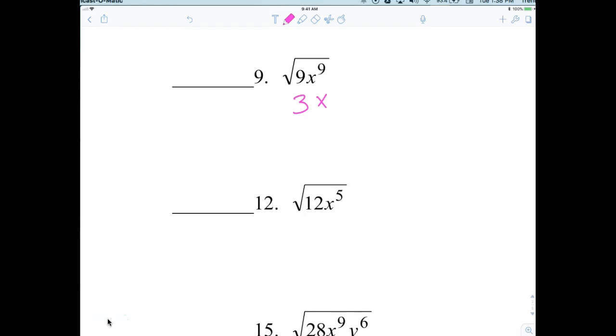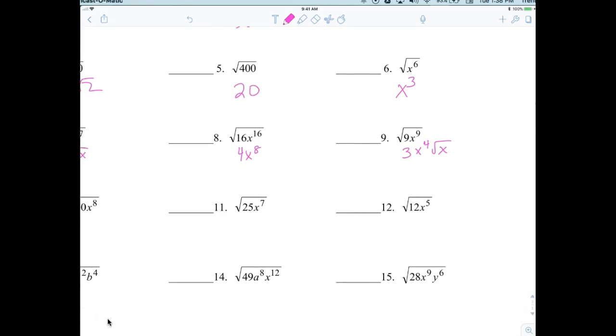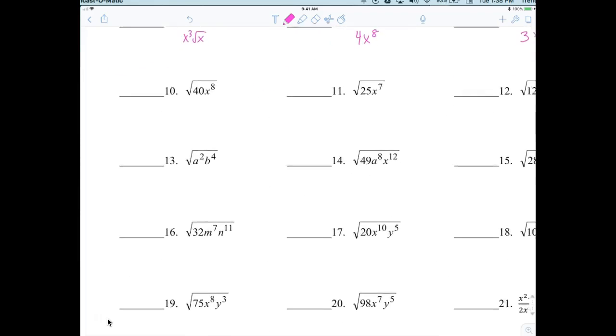Aspen, you really want help from the boys? All right, boys, help her out. 3x to the 4th radical x. Thank you. Wow. That's not fair. I was thinking in my head. Yeah, we could tell. All right, boys are very good at reading girls' minds.